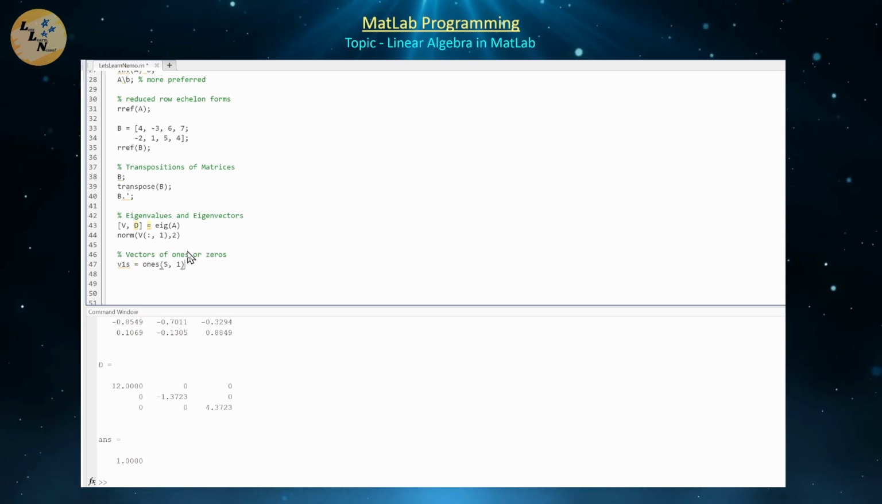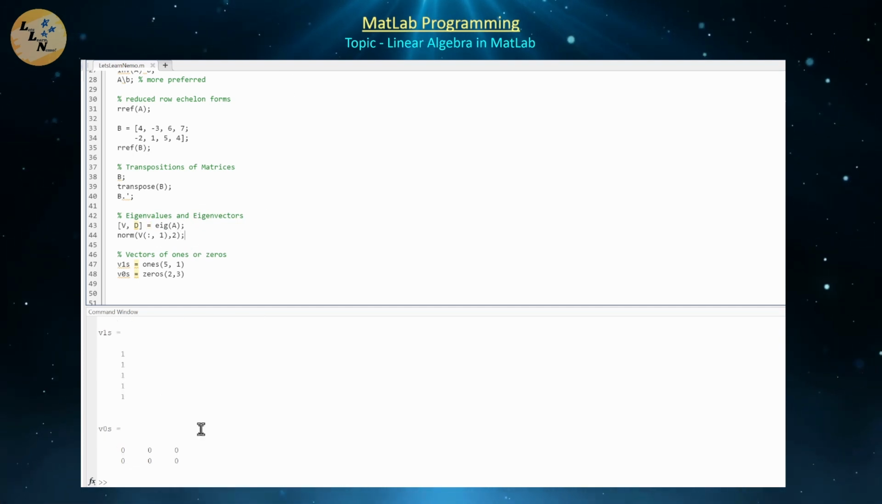We could also do, for example, a vector of zeros. For example, a matrix of zeros with the command zeros and then a 2 by 3. So that's going to give us our corresponding vectors which we want to build. So that's our column vector of ones and our matrix of zeros, and we could do whatever we want with them depending on our application.